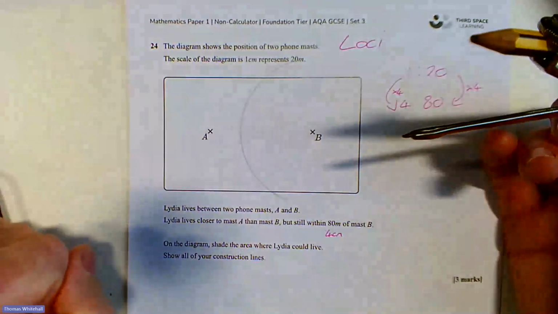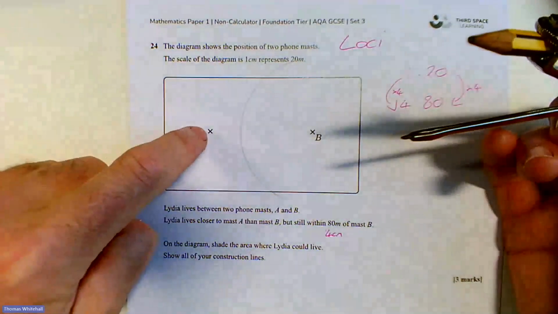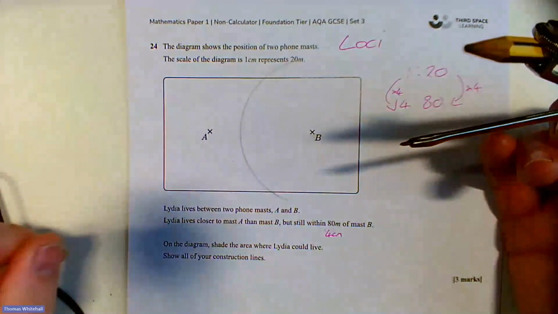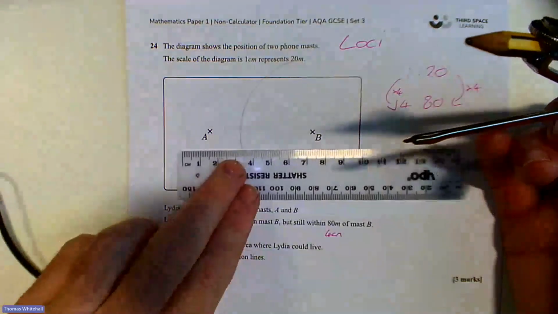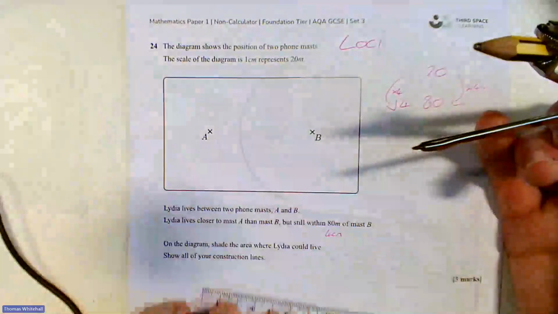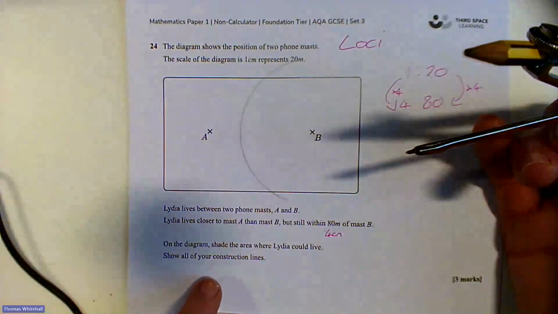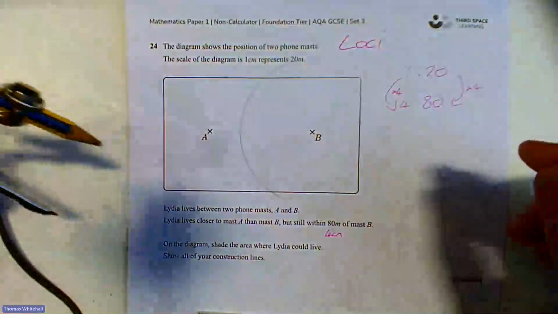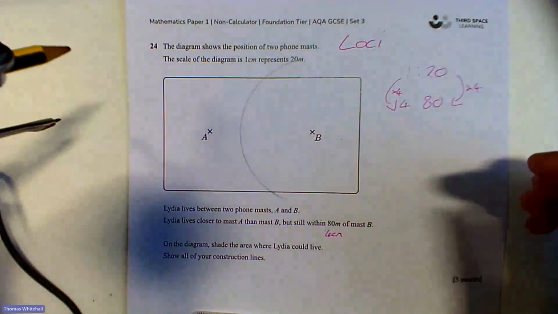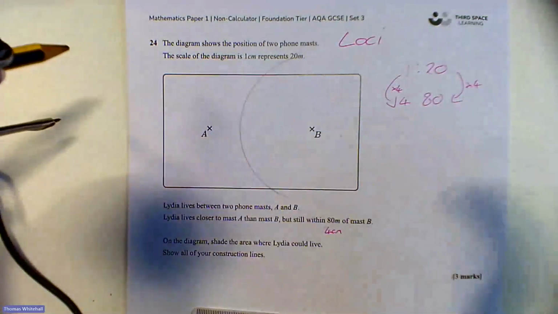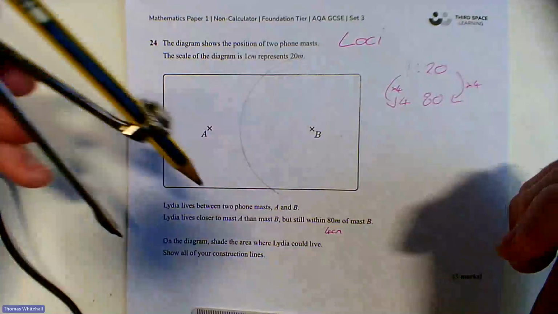Okay. But we also know that she lives closer to A than B. So we need to find a halfway point. And again, we could measure, find the halfway point and draw a line, but that's not what they're after. To show all of your construction lines, what we're going to do is draw what they call a perpendicular bisector. So it's a line that splits this distance in 2 and is exactly at right angles.